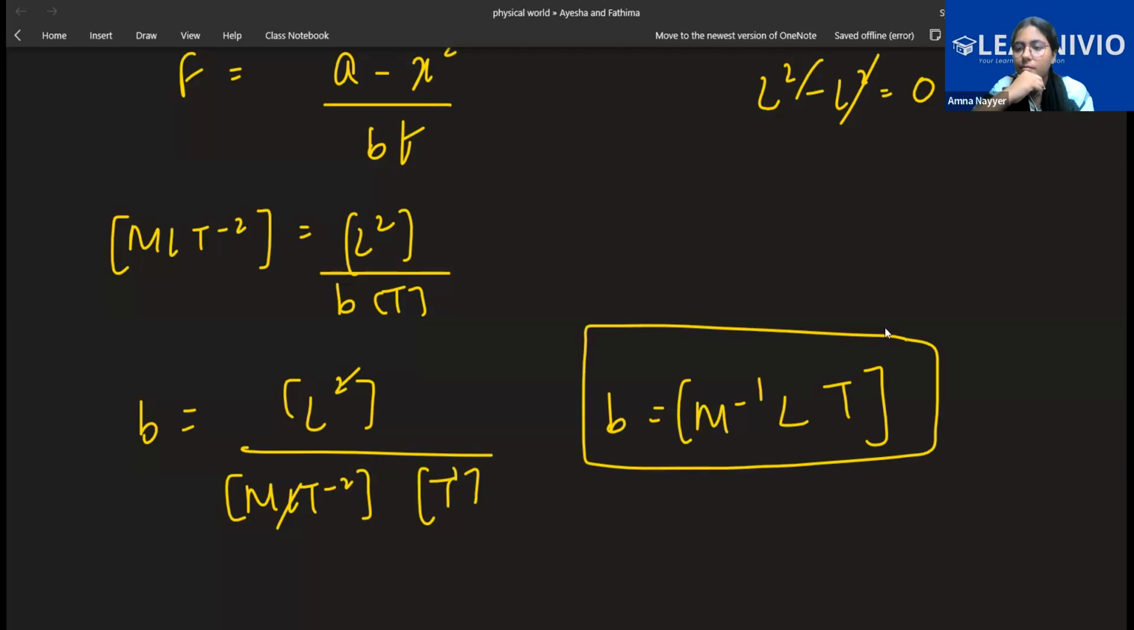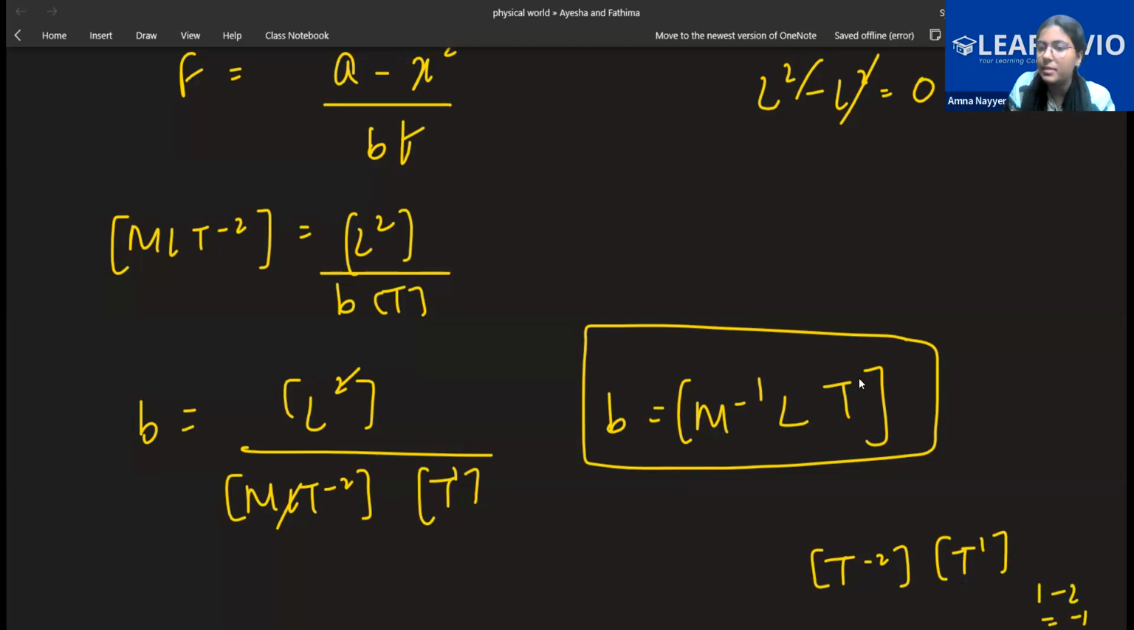Clear? Yes. Fatima? Ma'am, the T you multiply, right? Where? From the denominator it went to the numerator, so yeah, they are getting multiplied. See, T to the power minus 2 is multiplied by T to the power 1. When bases are the same, exponents get added up. So 1 minus 2 is minus 1. And when this minus 1 goes up to the numerator, it becomes plus 1.